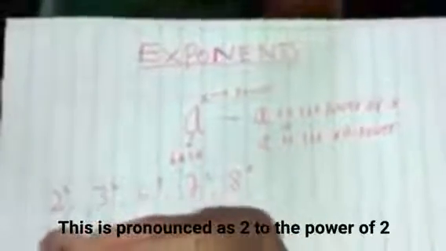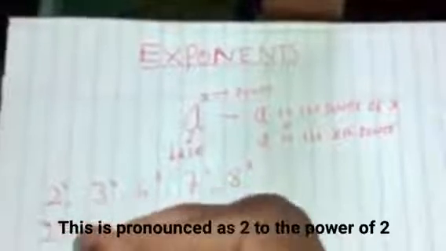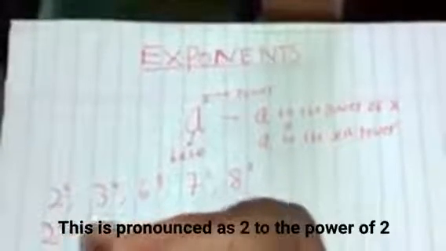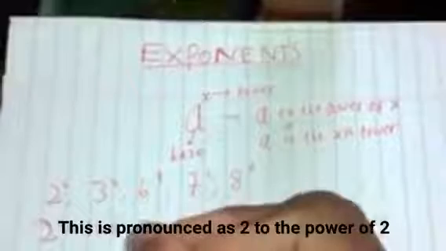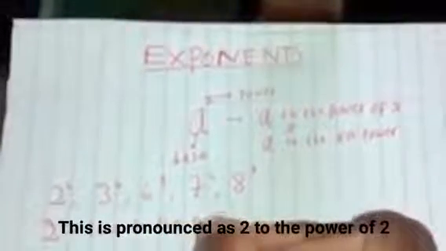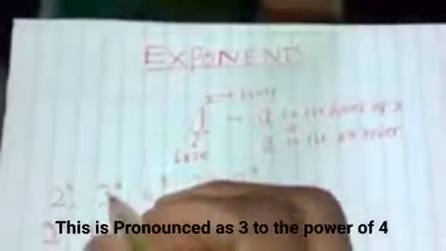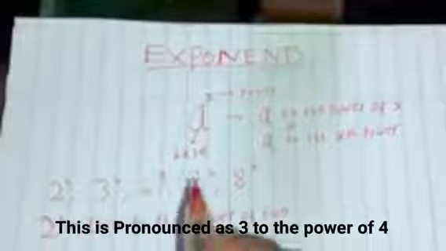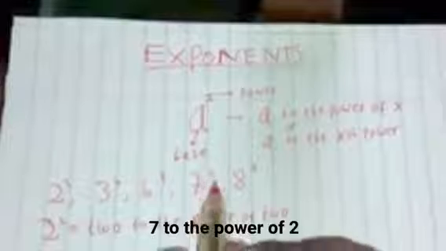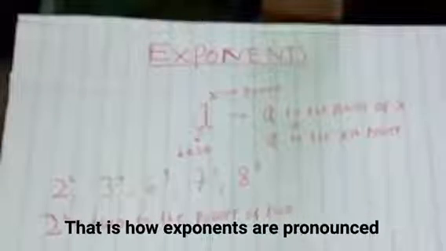2 to the power of 2. This is pronounced as 3 to the power of 4, 6 to the power of 9, 7 to the power of 2, 8 to the power of 7. That is how exponents are pronounced.